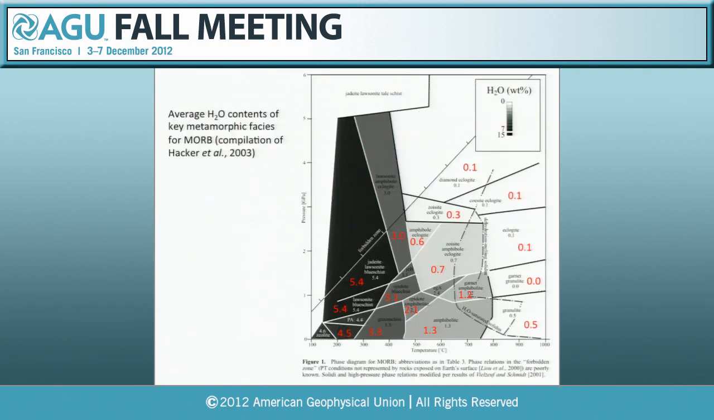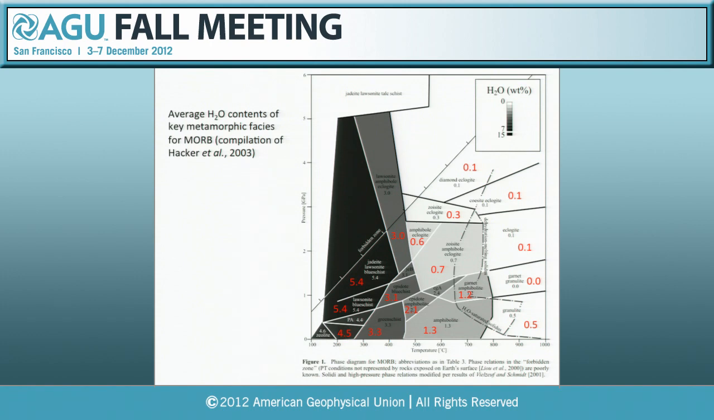This is not a new idea, of course, and it's really neatly shown here in this compilation by Brad Hacker and colleagues, where the amount of water left in samples that were estimated to have equilibrated at specific PT conditions is shown in red. We can see that it decreases from low pressure and temperature to high pressure and temperature, and that it decreases rather dramatically at the points at which we would first expect garnet to become stable.